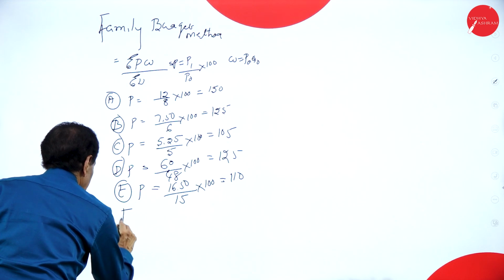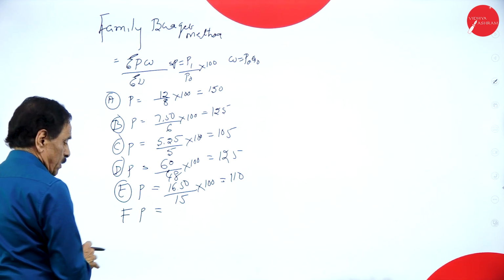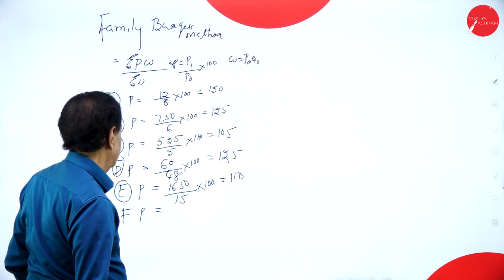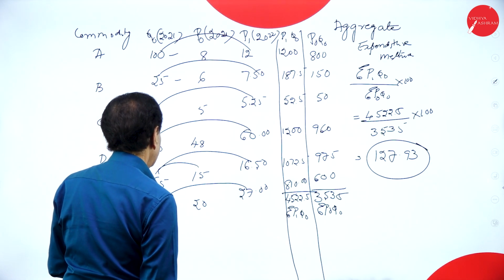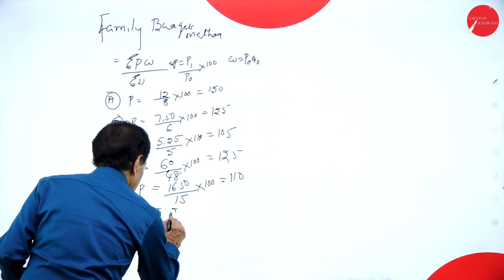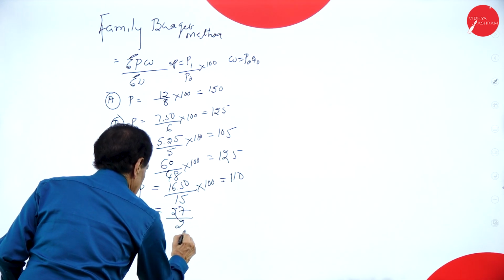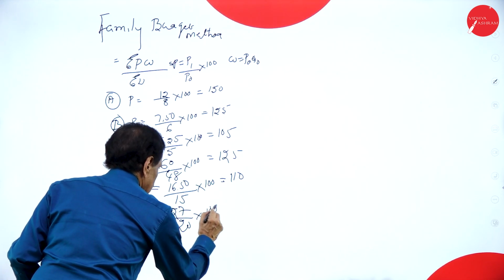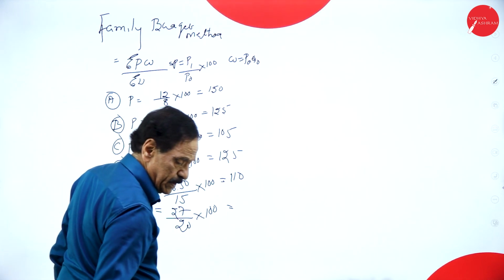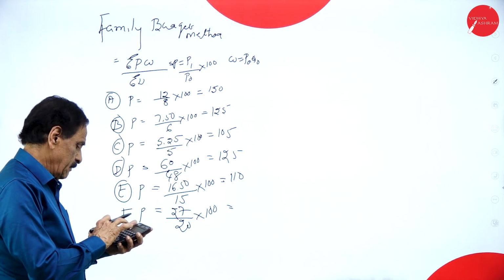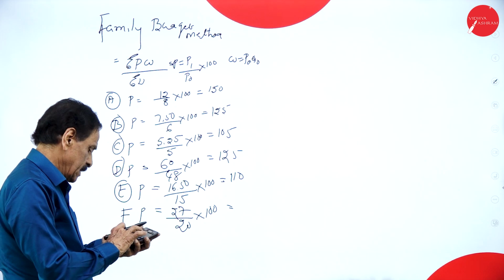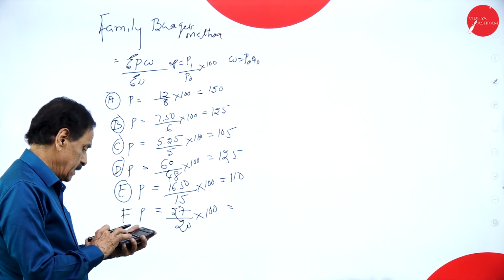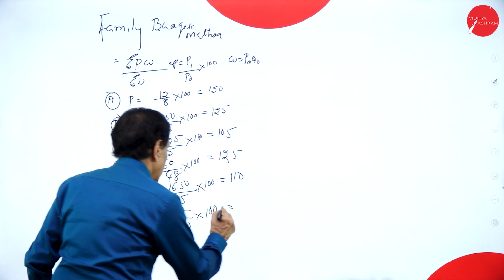F. P is equal to, last one, 27 divided by 20 into 100. This is 135.